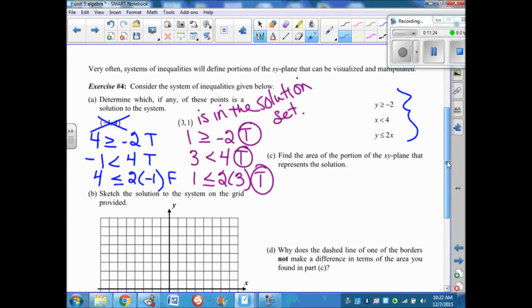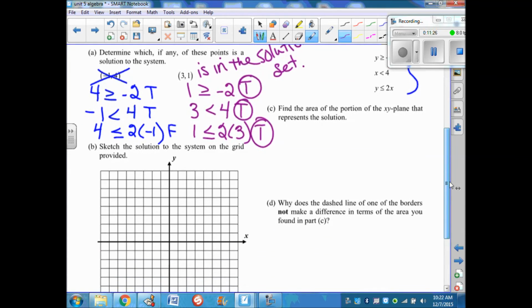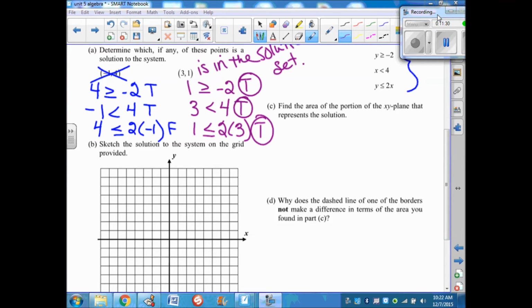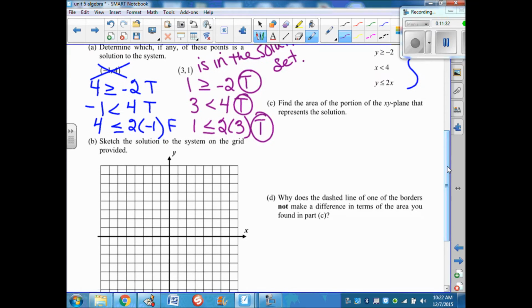Part B asks us to sketch the solution to the system on the grid. So again, let's do this one by hand. It should be pretty easy. Y is greater than or equal to -2. So that's just got a y-intercept. So that's going to be our horizontal line. And it's equal to, so we've got a solid line there.